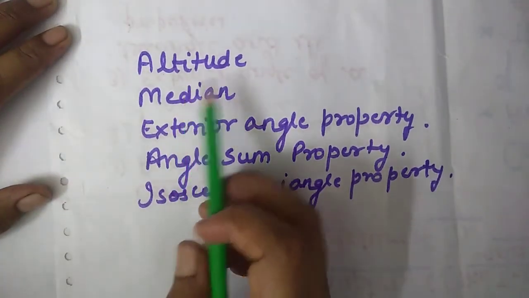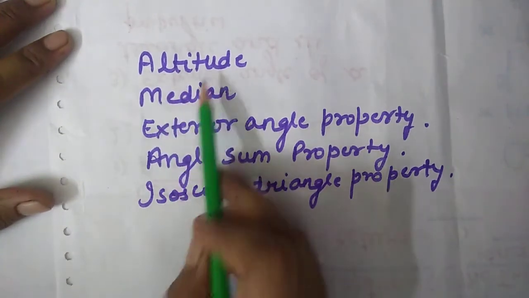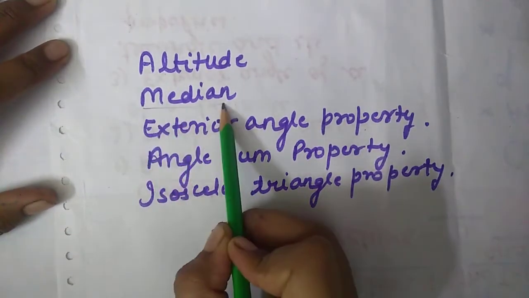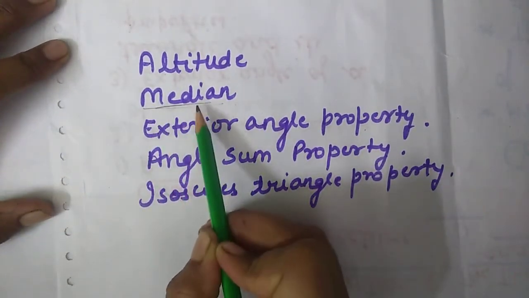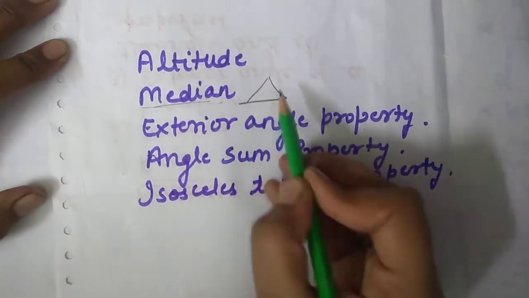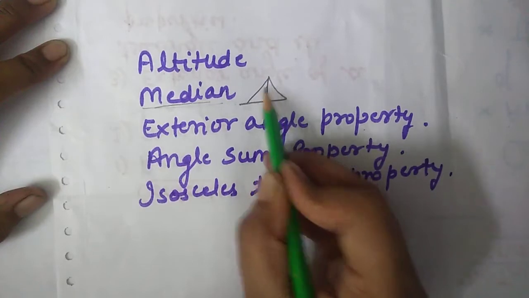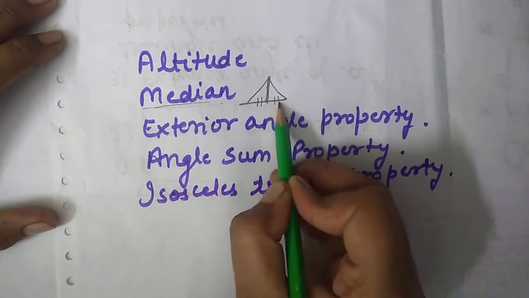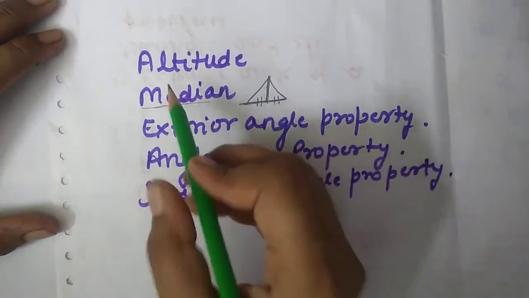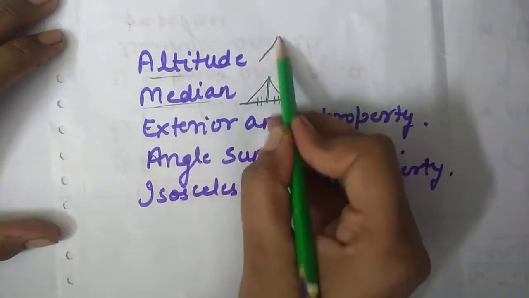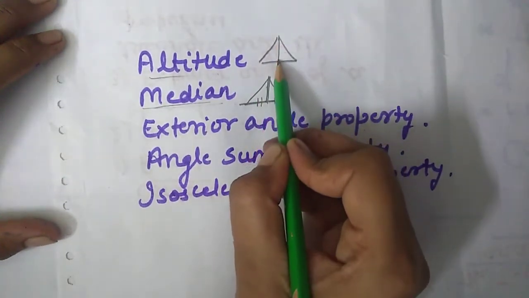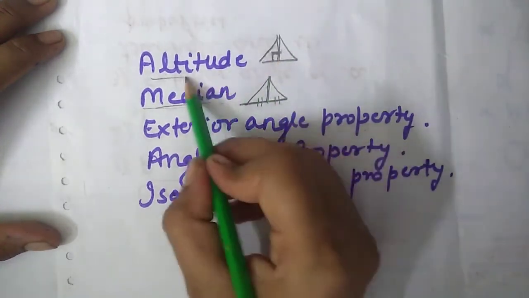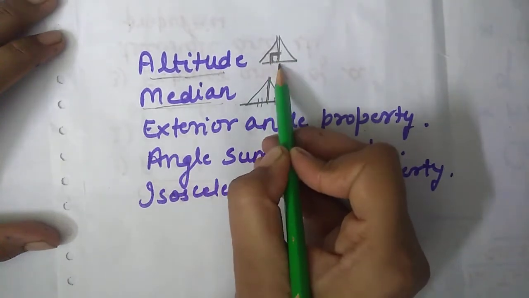So in lecture number 1, we have learned about altitude, median and exterior angle property. I am starting with median. A median is a line segment that connects a vertex to the opposite side of the triangle and bisects that opposite side. It means a median divides the opposite side in two equal parts. Bisect means two equal parts. Then altitude is also a line segment that always makes 90 degrees on the opposite side. Altitude means making 90 degrees on the opposite side.